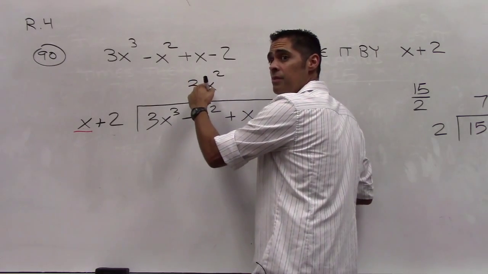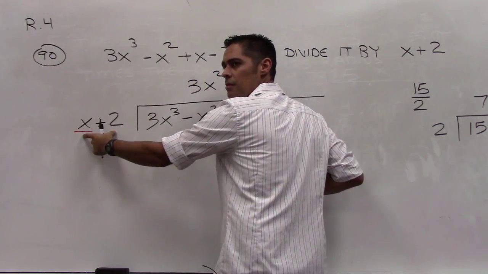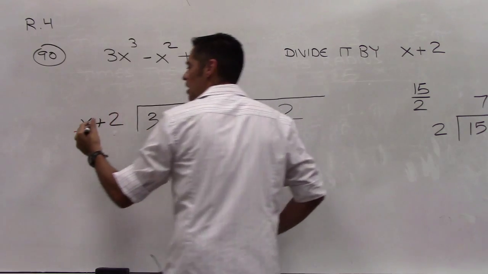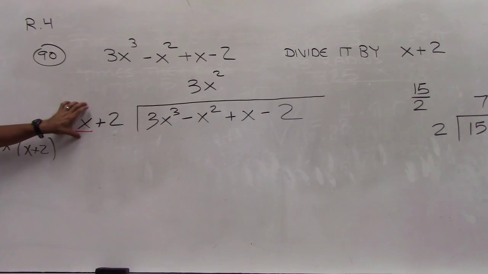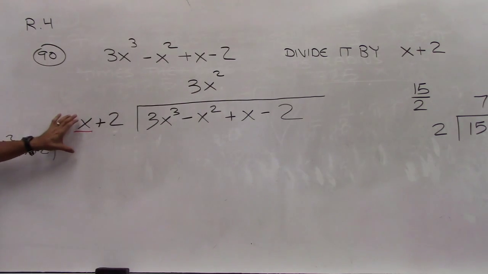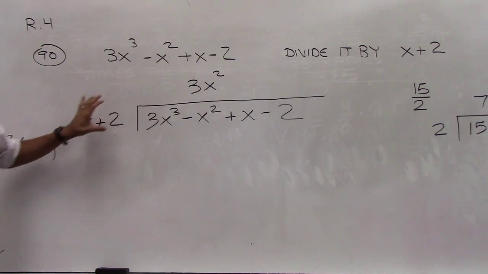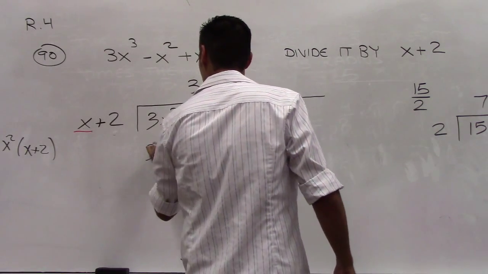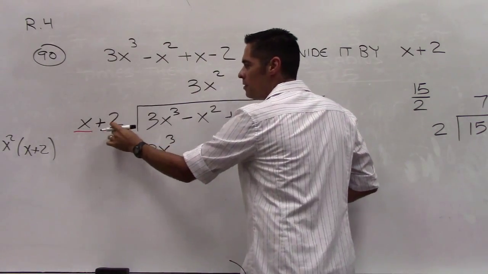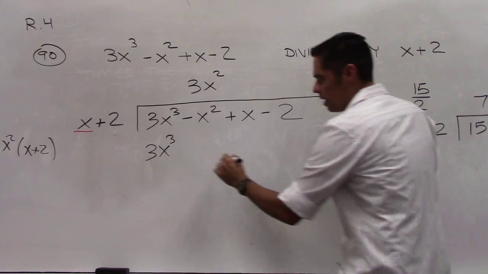3x squared times this. So it's this times this. And if you need to do it on the side, you can, but I would hope that you could do it mentally. You're doing 3x squared times the x plus 2. And you're distributing the 3x squared to each one. Another way is just say, what's 3x squared times x? 3x cubed. And then what's 3x squared times positive 2? Positive 6x squared.